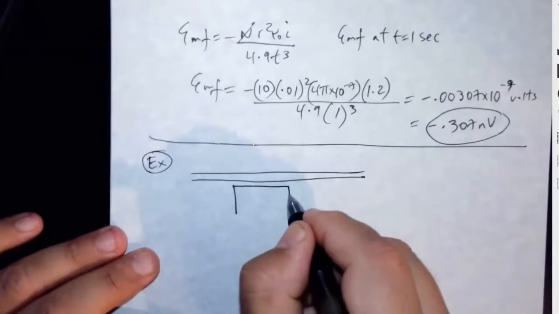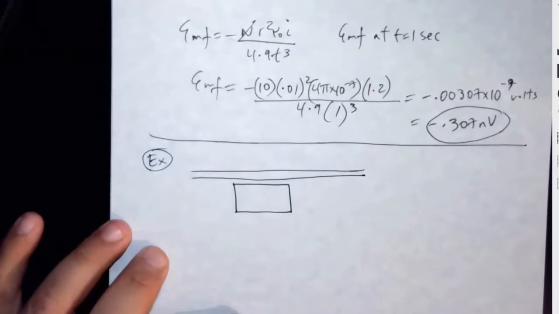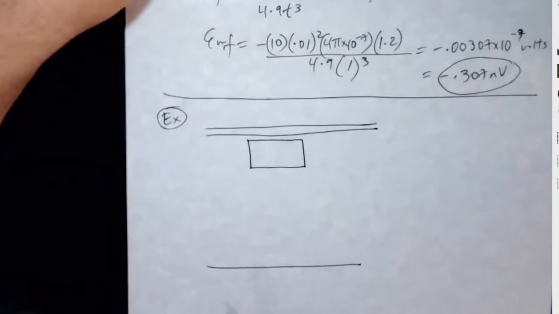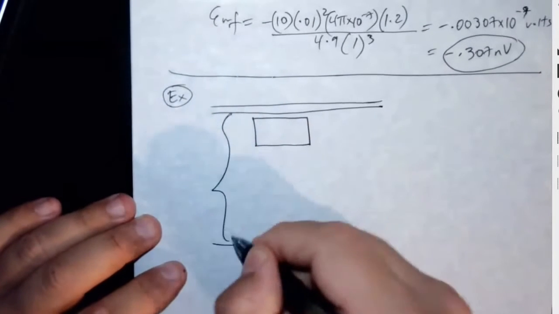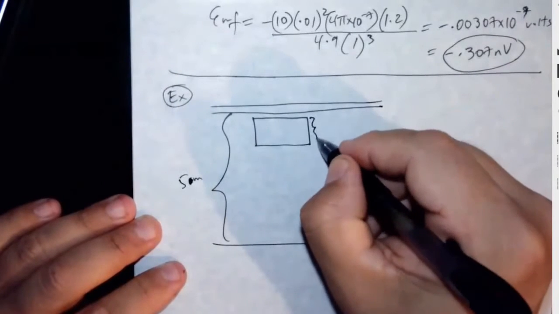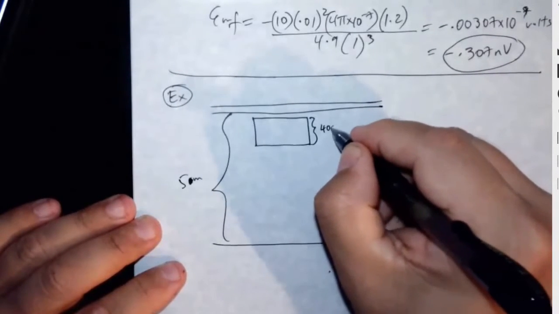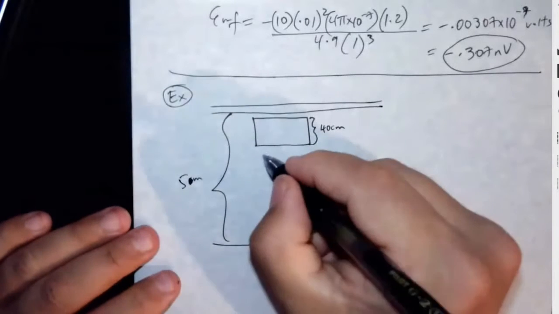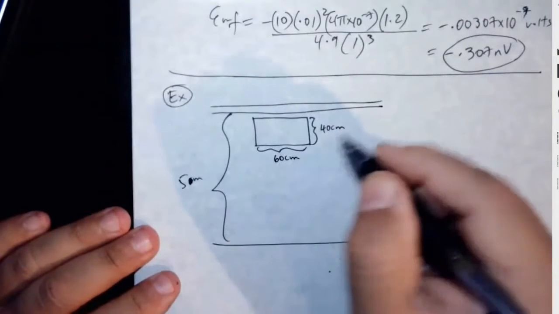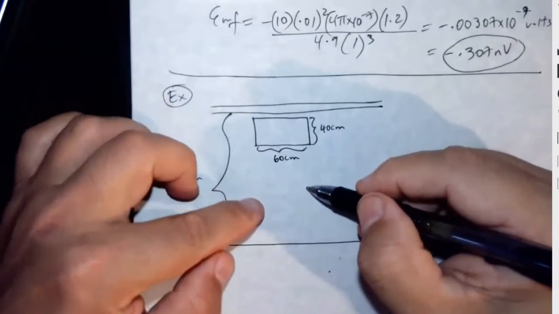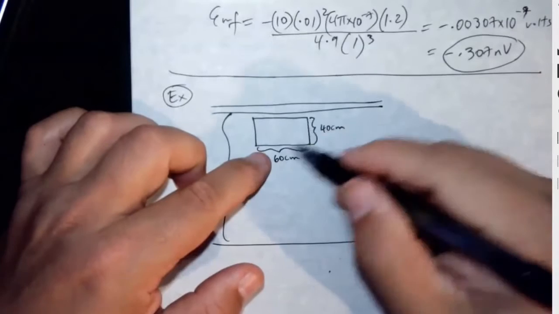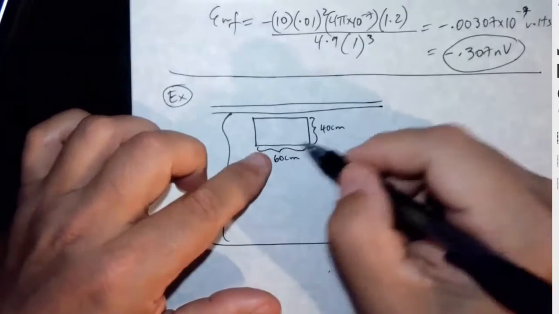Falling, not just a small little coil. So imagine this is 5 meters again. Imagine from here to here is 40 centimeters, and from here to here is 60 centimeters. So now this is also falling. Calculate at any time the EMF induced in the rectangular coil and a rectangular wire.